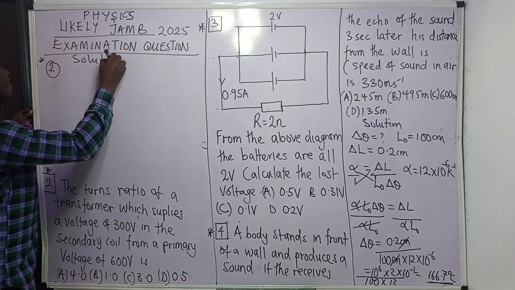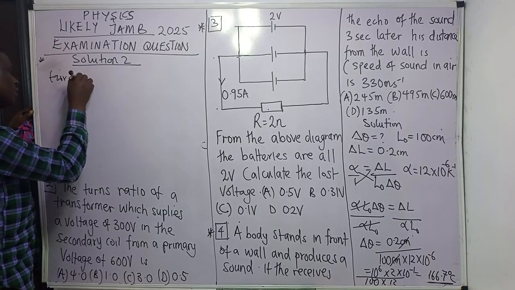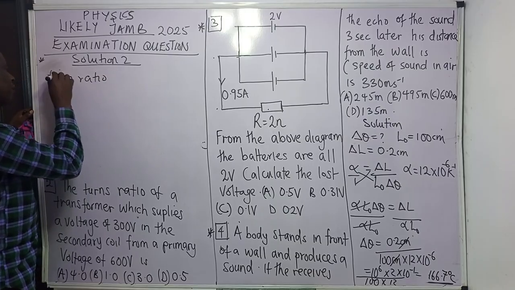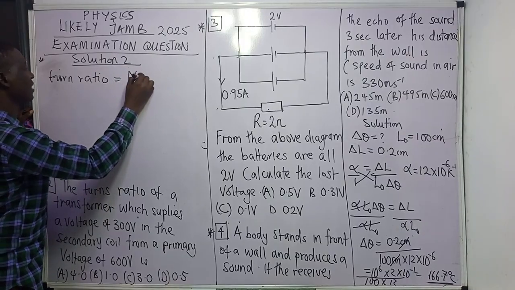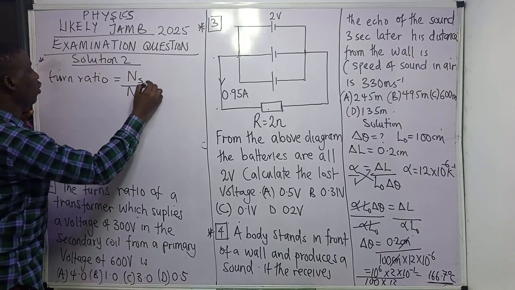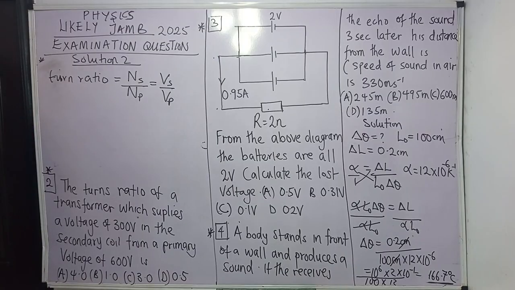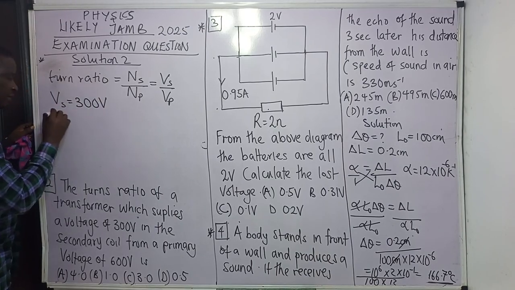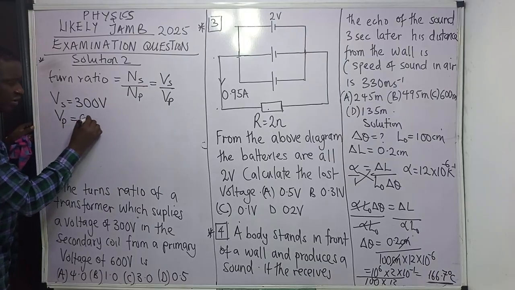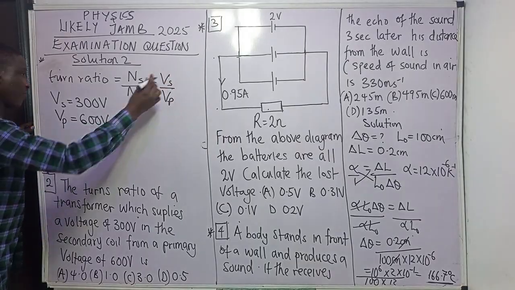Solution to number 2: turns ratio is equal to NS over NP or VS over VP. That is the formula for turns ratio. So they have given us the secondary to be 300 volts. They gave us the primary to be 600 volts. So that means we can use that second formula.